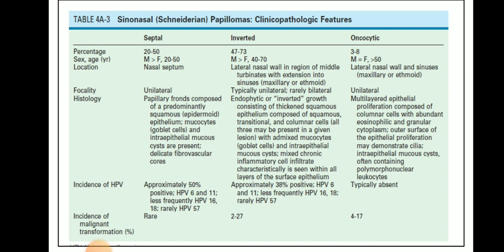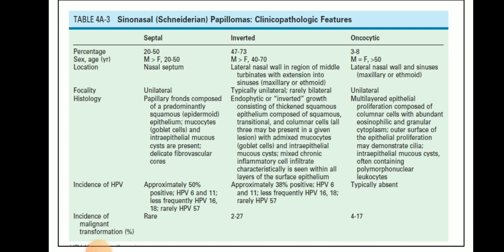On histology, septal papilloma shows papillary fronds composed of predominantly squamous epithelium, mucocytes and intraepithelial mucous cysts. Inverted papilloma shows endophytic or inverted growth consisting of thicker squamous epithelium composed of squamous, transitional and columnar cells admixed with mucocytes, whereas oncocytic papilloma shows multilayered epithelial proliferation composed of columnar cells with abundant eosinophilic and granular cytoplasm.